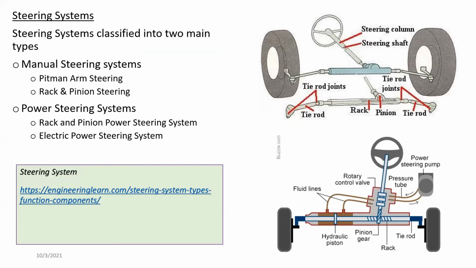So we know there are two different steering systems, right? One is the manual steering system, the other is the power steering system or power assisted steering system. The manual steering system is the Pitman arm steering and rack and pinion steering, which you have already discussed and learned many times in your A levels and in the university, like in the practicals. And the power steering system includes rack and pinion power steering and electric power steering.